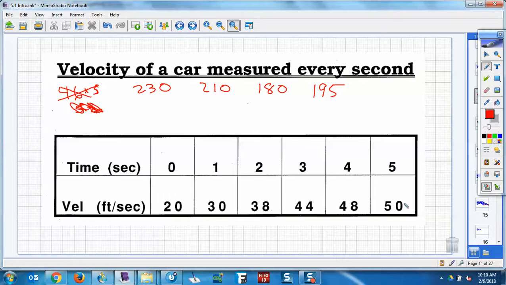So let's move on from the 230. Not that it's bad, it's right in the ballpark with all the others. So who said 210? Jaden, how'd you get 210?